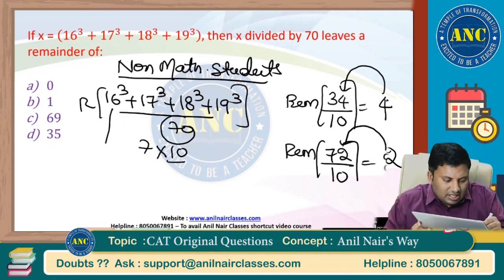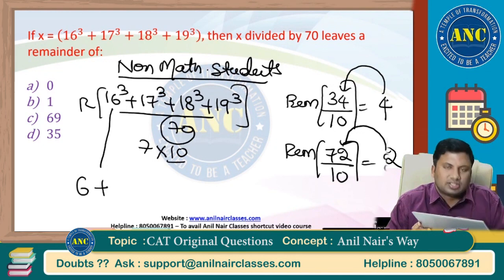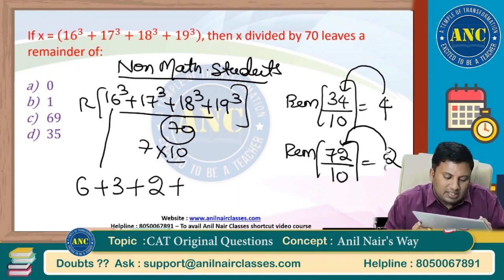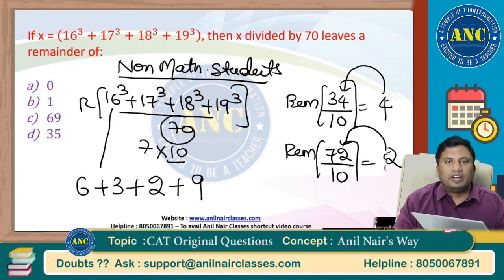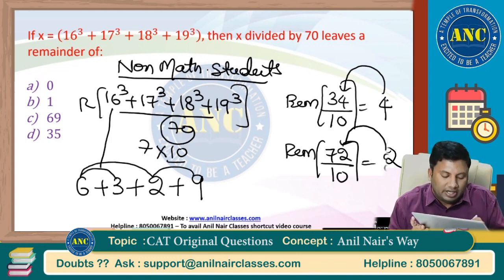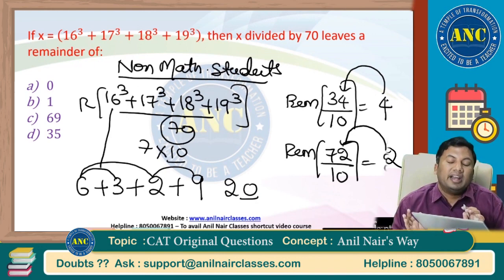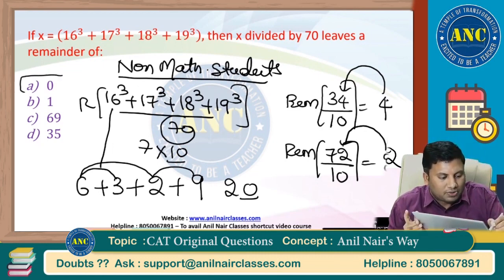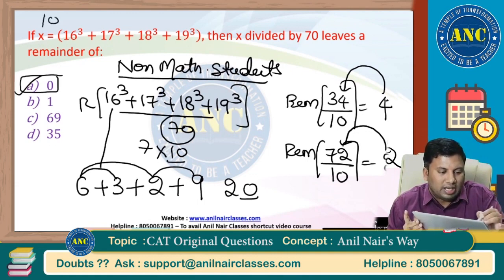So 6 cube is 6 in unit digit. 7 cube is 343, 8 cube is 512, 9 cube is 729. I hope it is clear. 9 plus 2 is 11, 11 plus 6 is 17, 17 plus 3 is 20. He knows that when a number is divided by 10, the unit digit should be 0. If there is more than one answer option with unit digit 0, I will try another number. Only one option is there, so it is 0. This is the 10 seconds approach.